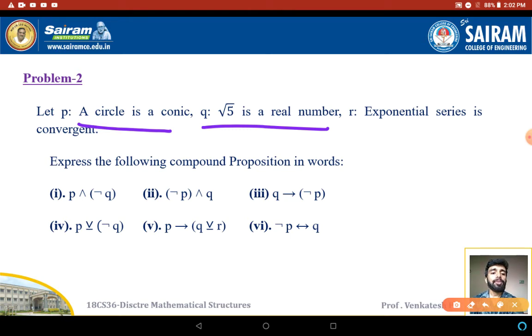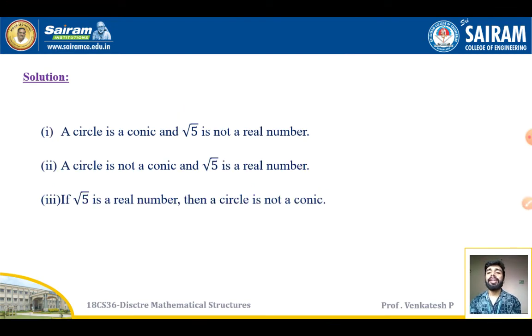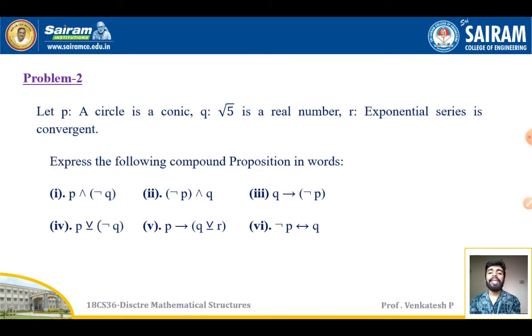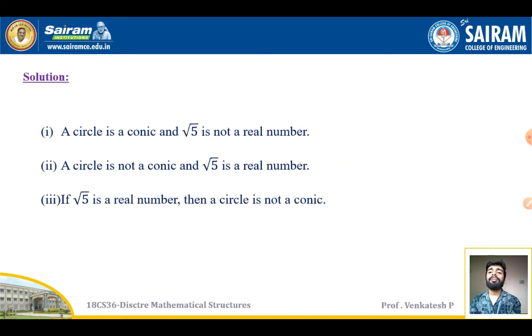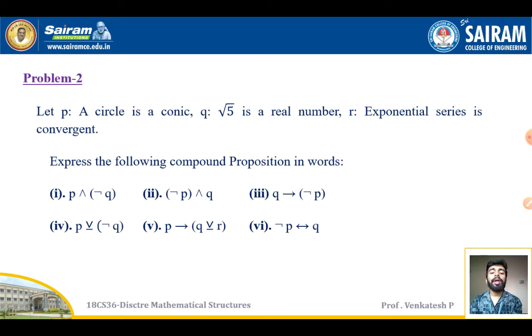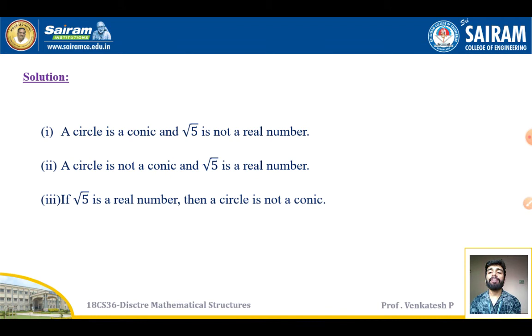Right? So now from these statements I am going to define the following. The first one is P and negation Q. So I can define: a circle is a conic and root phi is not a real number. The second proposition is negation P and Q. So it will become a circle is not a conic and root phi is a real number. The third one is Q implies negation Q. So it will become: if root phi is a real number, then a circle will become not a conic.